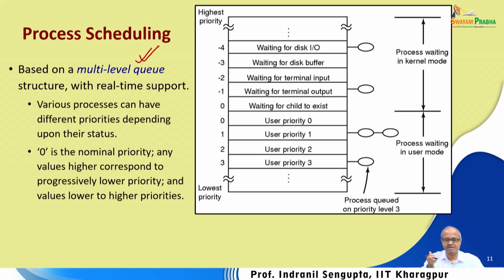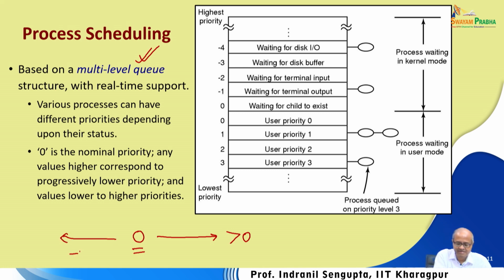Depending on the type of processes, the priority may change. Now, in Linux, the convention is that priority values can be negative as well as positive. So, the 0 value of the priority is considered a normal priority. Whenever a process is created, it starts with a priority value 0. Any value greater than 0 means lower priority. Any value less than 0 means higher priority. This is the convention that is followed in Linux.